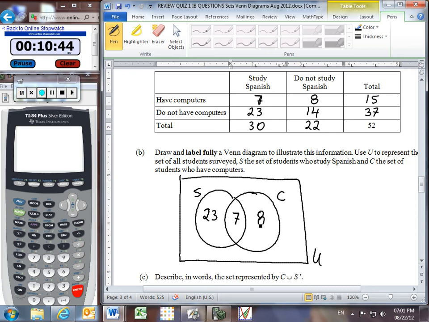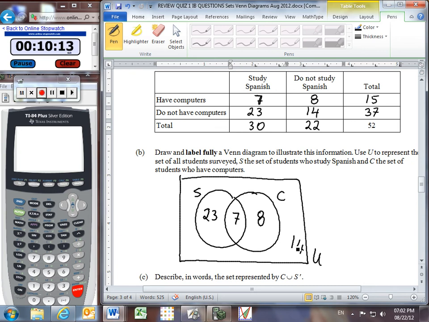And outside circle S and also outside circle C would be the people who do not study Spanish and do not have a computer. That's going to be these 14. Another way you could have argued that 14 would be to say, well, I know I have a total of 52 students in the situation. I've already used 23 plus 7 plus 8 of them. That's 38. Let's take away that 38 from 52 and you'll be left with 14 in the only available region.